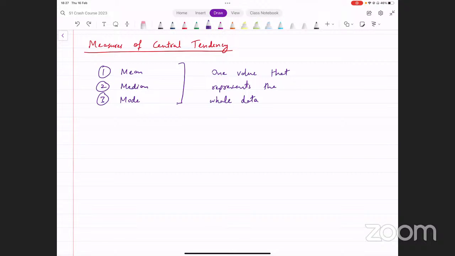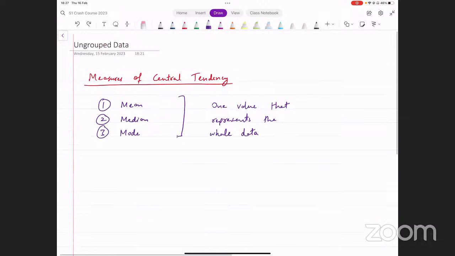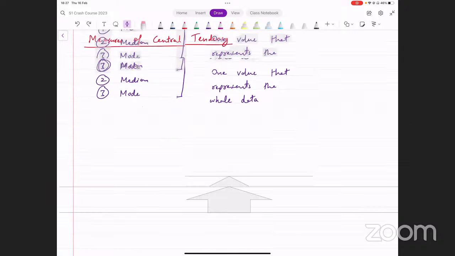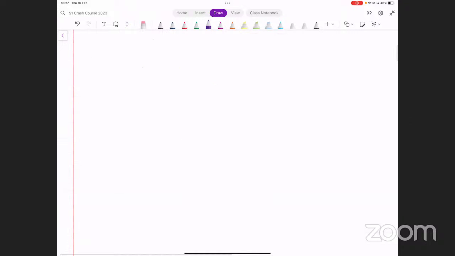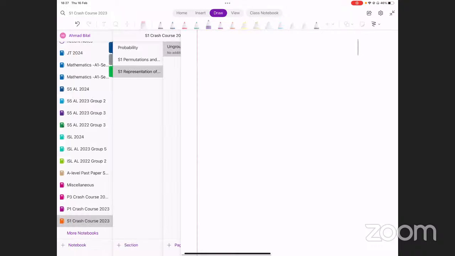Now, what we are going to do here is we are going to talk about, first of all, how to calculate these measures for ungrouped data. Now, what exactly is ungrouped data? Ungrouped data is basically data in which we just have some numbers written.